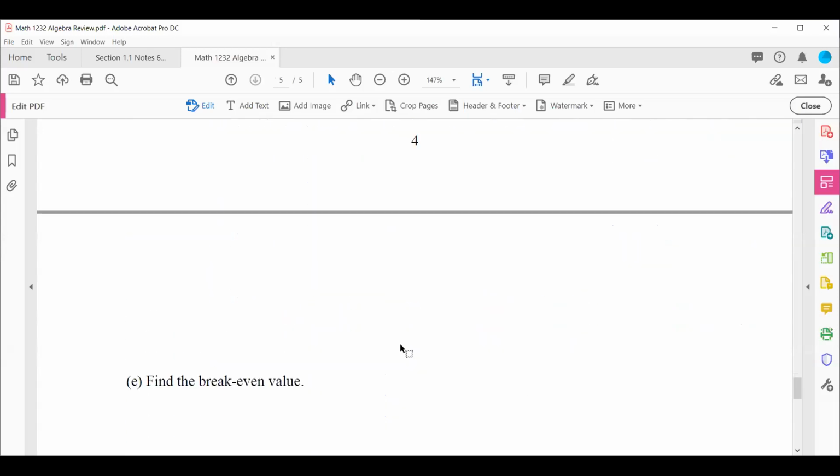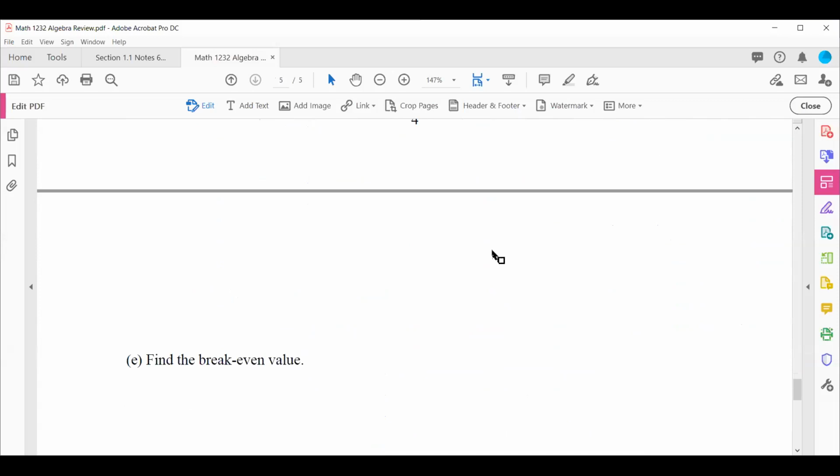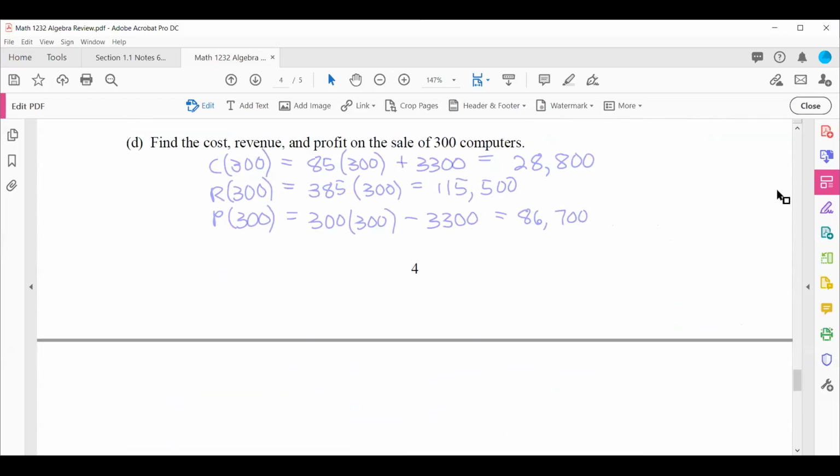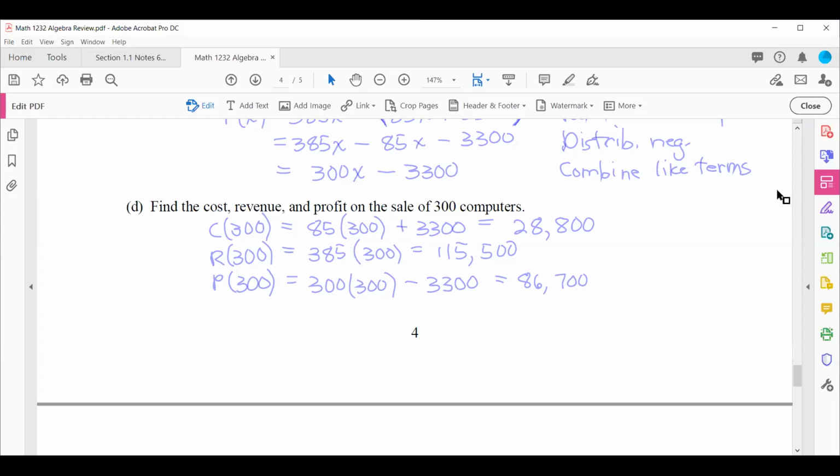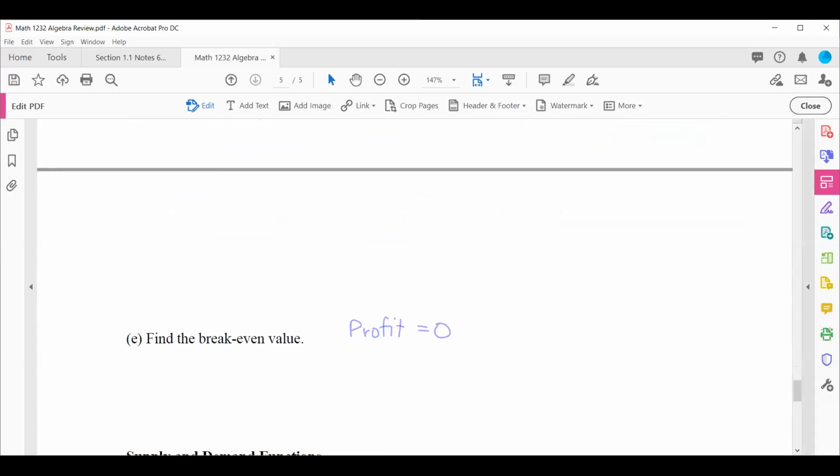Okay, and then finally find the break-even value. So there are two ways to do that. You can either set revenue and cost equal, or you can set profit equal to 0. That's what I'm gonna do. Reminding myself the profit function was 300x minus 3,300. I'm gonna add 3,300 to both sides. And then divide by 300.